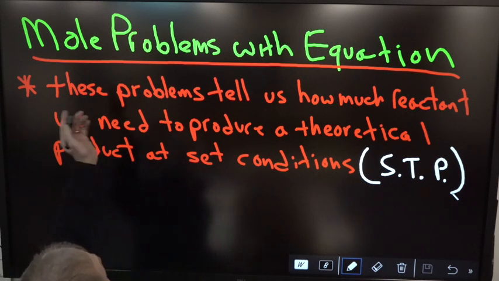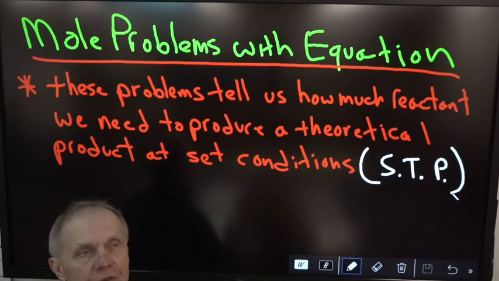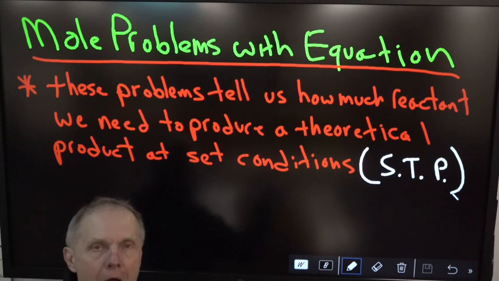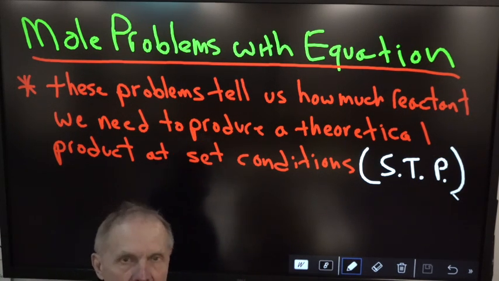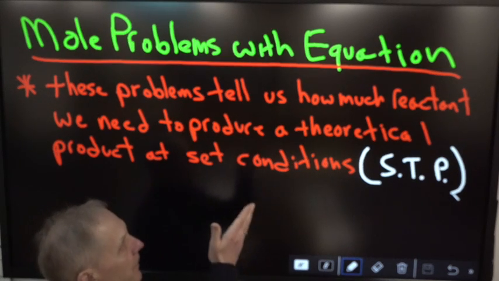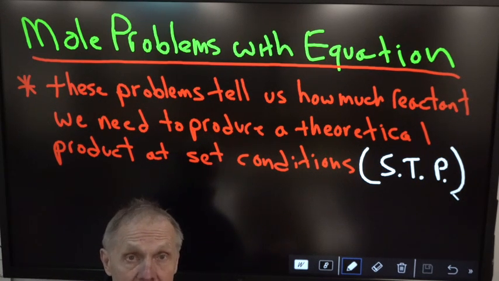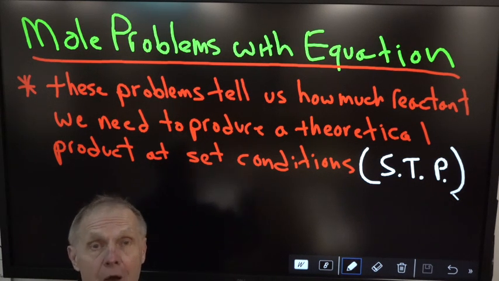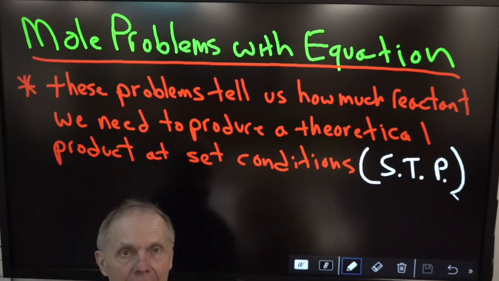So, mole problems with an equation, super important in chemistry because this is how you figure out how much reactant you need to make a certain amount of product under the conditions of STP. Remember, this product that you make, if you find out the amount you're going to make, it's theoretical. Then you can compare it with how much you make in lab itself. Then you can find the percent error.